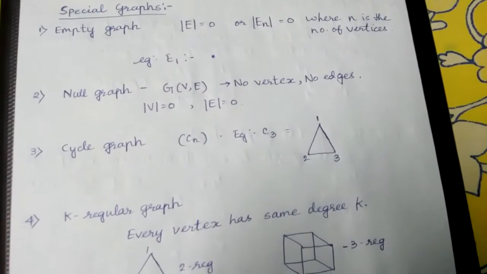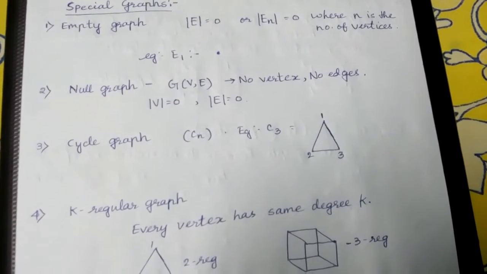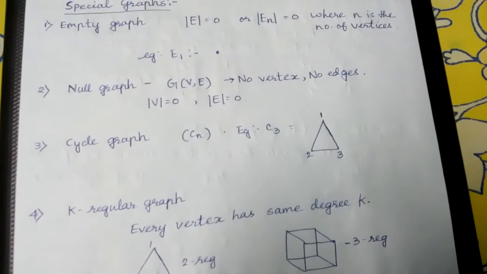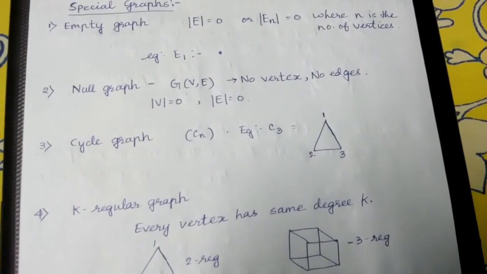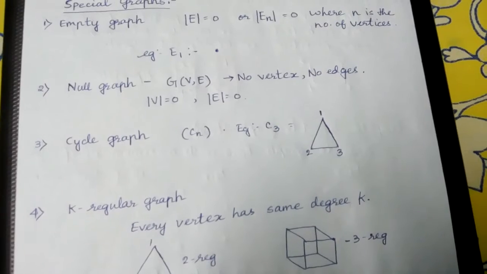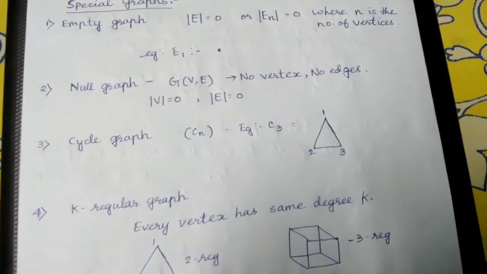Third is the cycle graph. So you can see here we have taken the example of C3. Cycle means that it is a closed structure. So you can see 1, 2, 3. Whether it is directed or undirected, I'm not going into that, but this is a cycle graph.